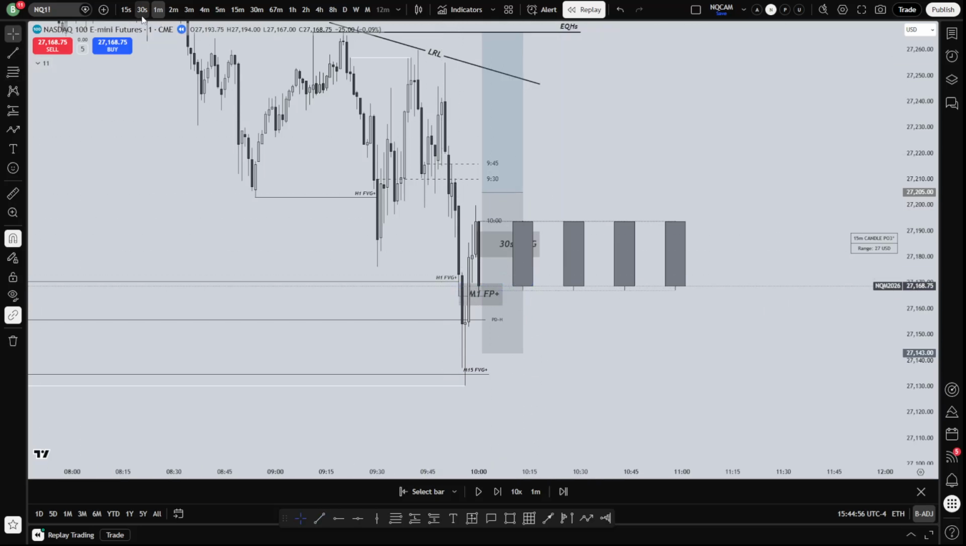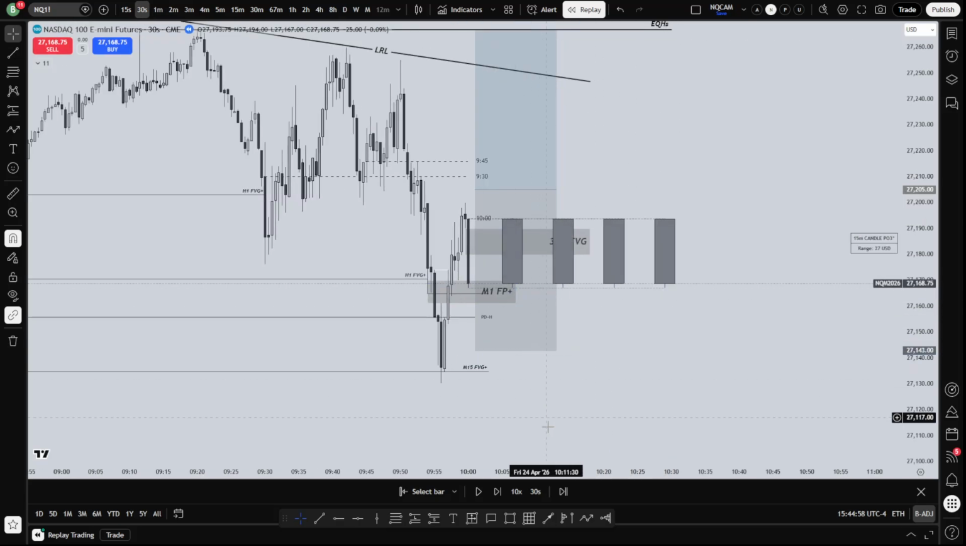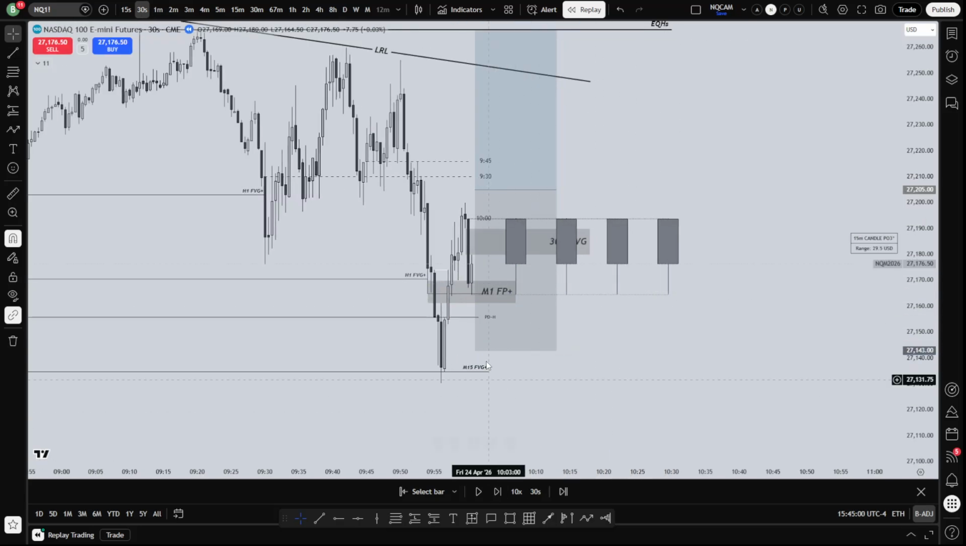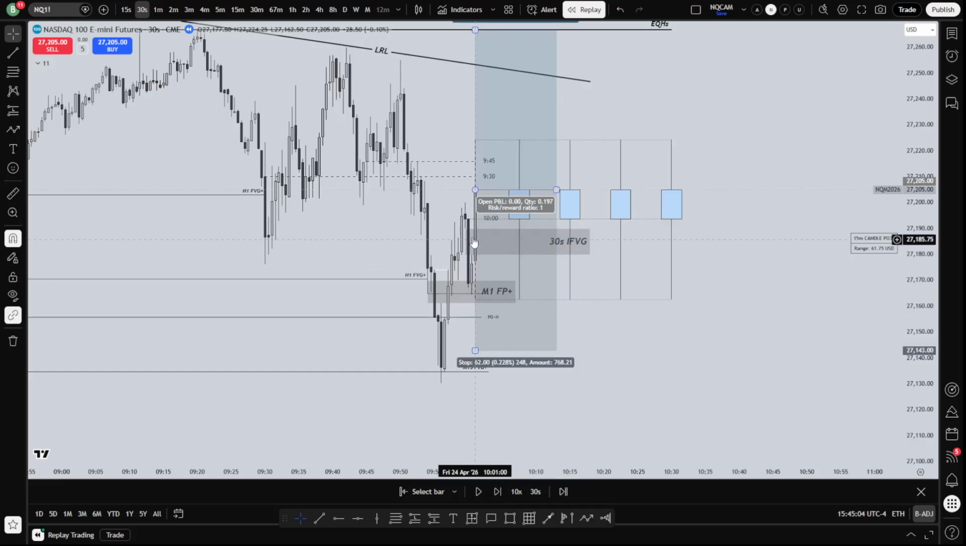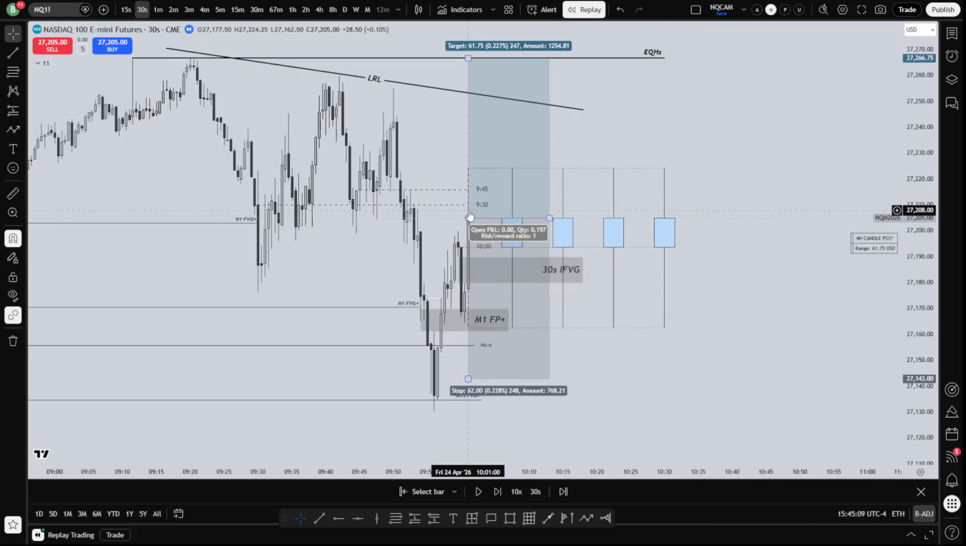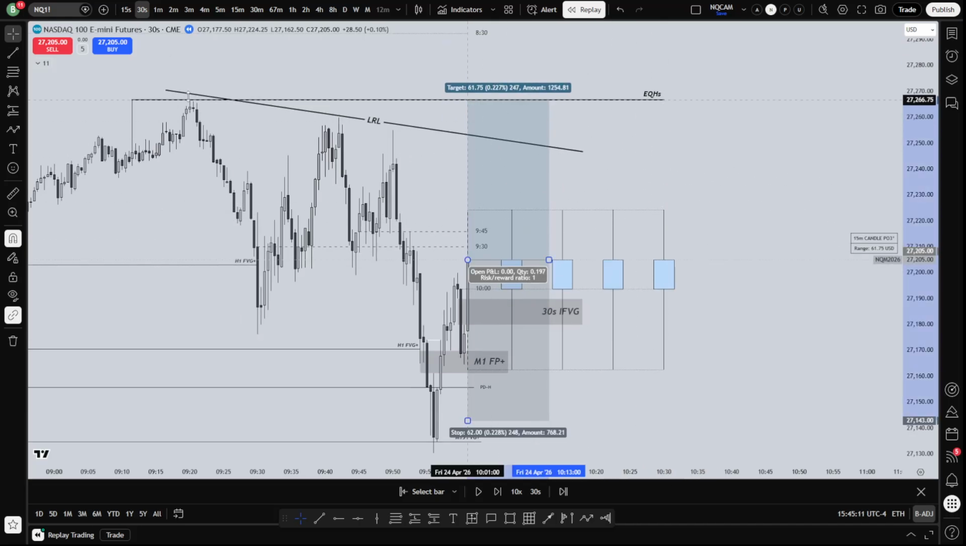But we have this first presented. And I am watching price right now. We tap into the BPR, get an instant reaction out of it, and get this super, super strong inversion. I end up taking my position long, just targeting a 1-to-1 to these equal highs.